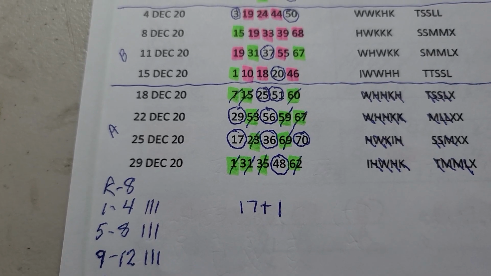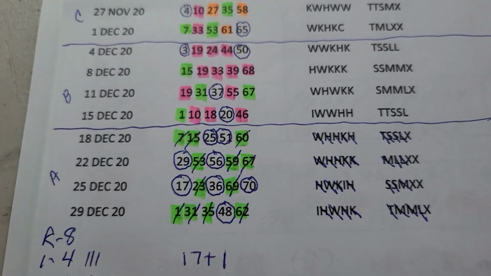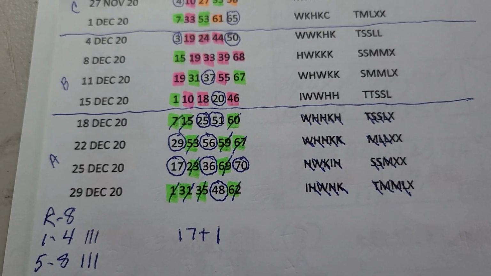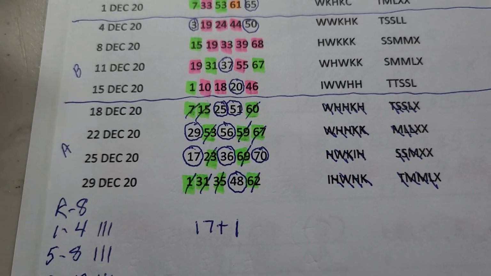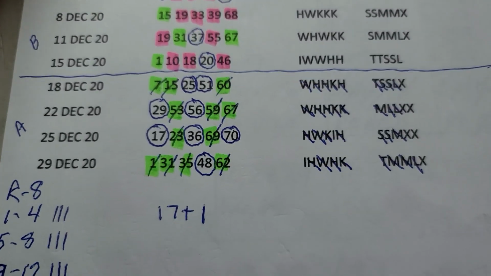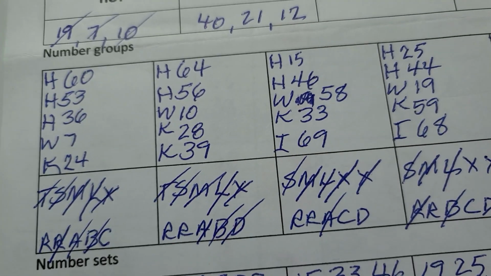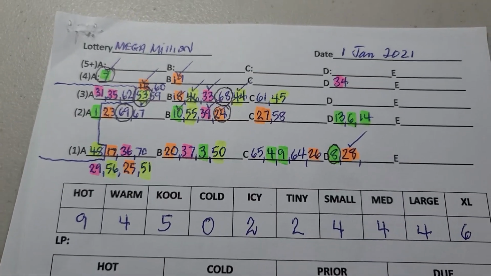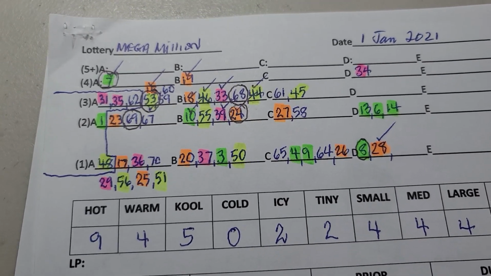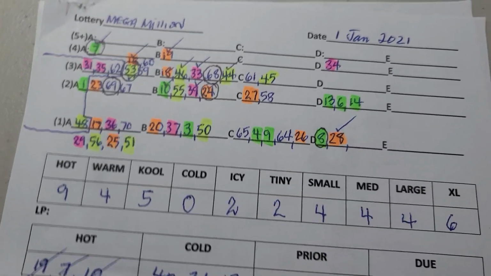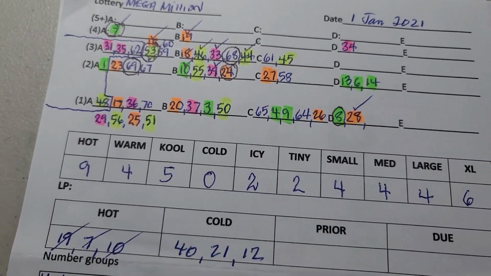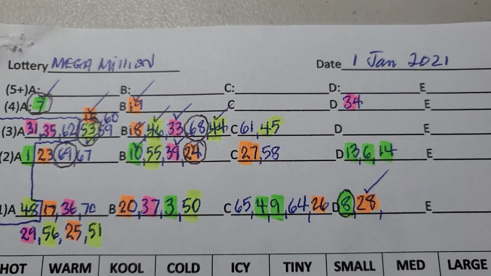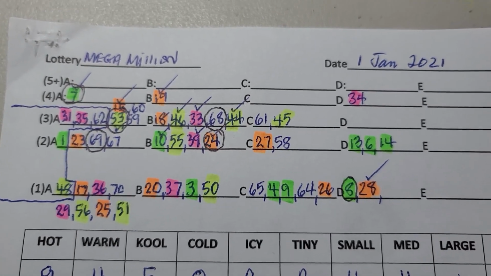So that's the kind of information and dissemination of information that goes on before I go to my next sheet. And this sheet is something that you should recognize by now. This is a Mega Millions sheet that I prepared for the draw that occurred on the 1st of January 2021. This was a very good one.